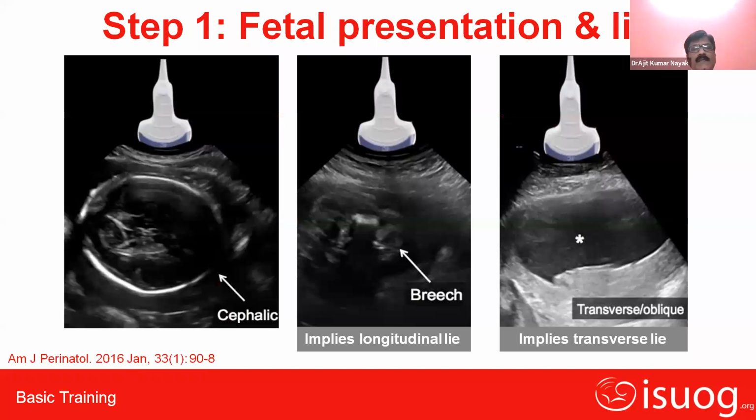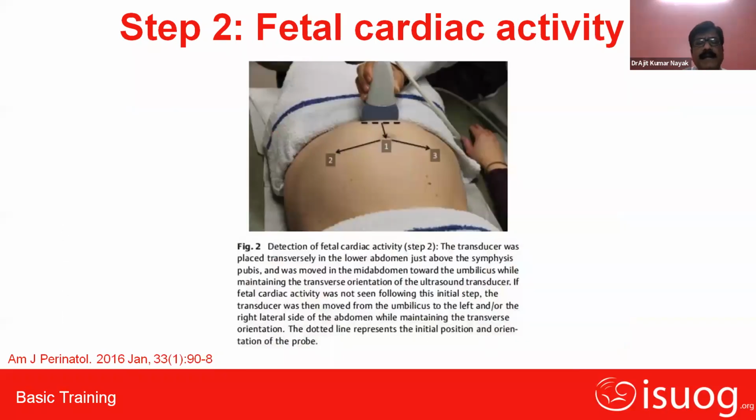Coming to step 2, which is the detection of the cardiac activity. To find the cardiac activity, the transducer or probe is again placed transversely in the lower abdomen just above the symphysis pubis, and the transducer is moved mid-abdomen towards the umbilicus. So from the symphysis pubis, the transducer is moved towards the umbilicus while maintaining the transverse orientation of the ultrasound probe. The transverse orientation of the probe has to be maintained while locating the cardiac activity.